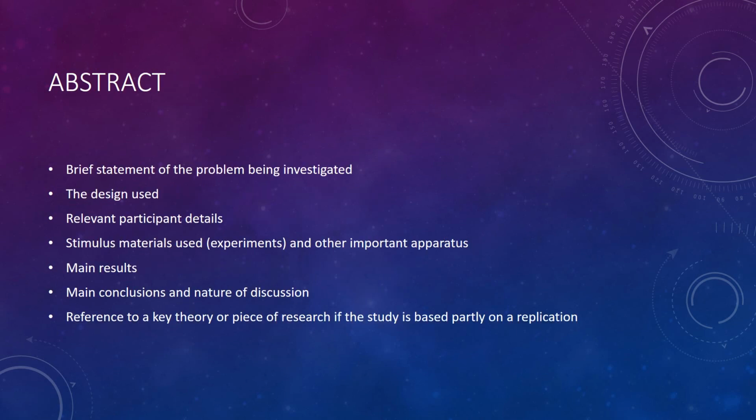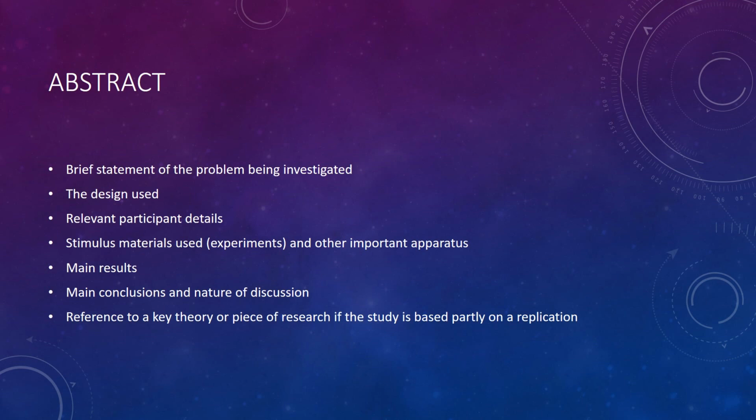So let's go on to the abstract. An abstract is essentially a brief statement of the problem that is being investigated. It includes aspects such as the design used, again, differences, correlational, experimental. You give information on the participants. The details of the participants is quite important to determining exactly how valid, reliable, and generalizable a study might be. For instance, you could say that 20 males and 20 females were the sample that was used in the study.